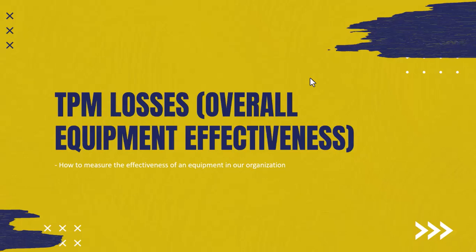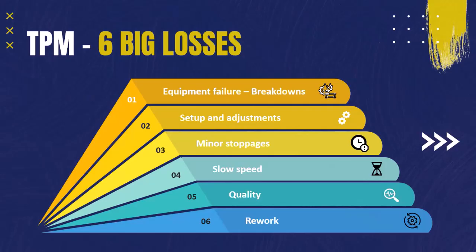In this video, we are going to learn about the total productive maintenance losses, or what we call the overall equipment effectiveness. So in our last lecture, we explained what we mean by TPM, and we explained its objective and the main tools. And we stated that it has 5 principles, 8 pillars, and 6 losses. And we explained the 5 principles and the 8 pillars.